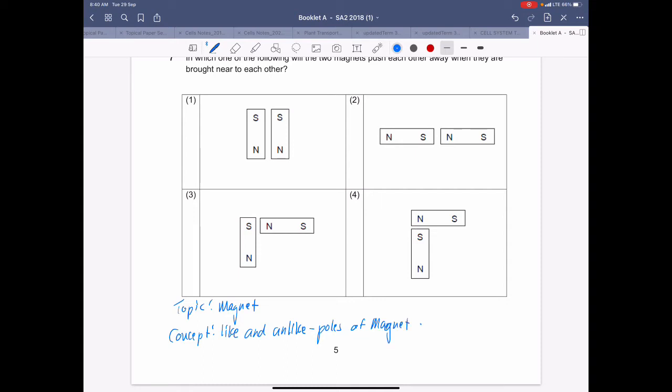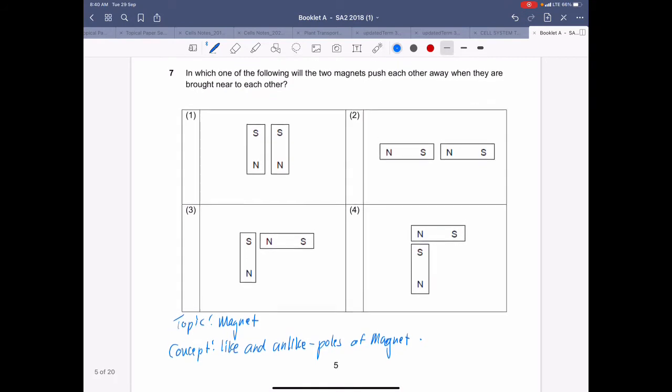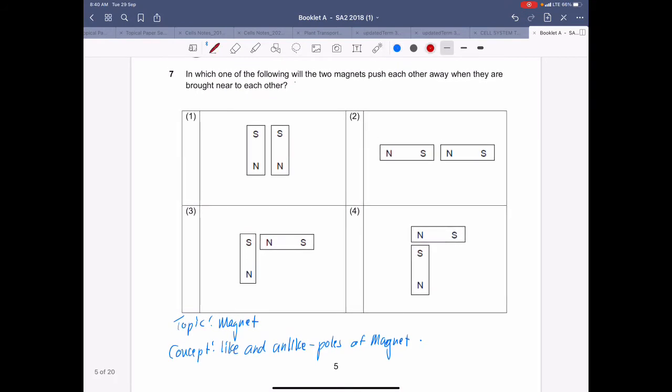Okay, so let's do a very quick revision. We know that for magnets, like poles means that they are the same.